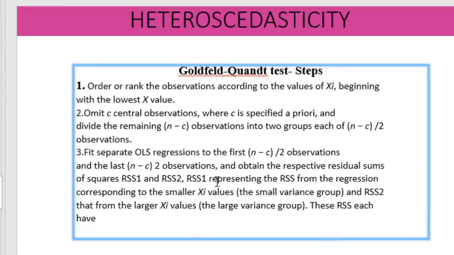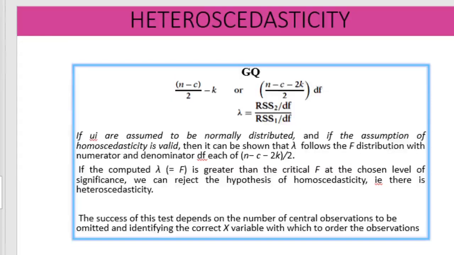Here we obtained two residuals, RSS1 and RSS2. In the next stage, these two, RSS1 and RSS2, each have n minus c minus 2k by 2 degrees of freedom, where k is the number of parameters to be estimated including the intercept. For the two variable case, k is 2. Then in the next step, compute lambda equal to RSS2 by its degrees of freedom divided by RSS1 by its degrees of freedom.